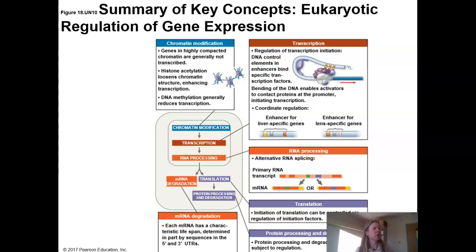Okay, and so this is figure 18 UN 10. I don't know what the UN is for. And so notice it follows that same pattern, right? Chromatin modification, transcription. Here's that RNA processing, RNA degradation, translation, and that protein processing and degradation. You should know that those steps exist.